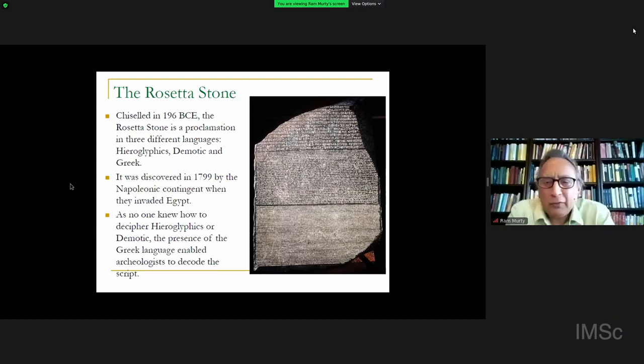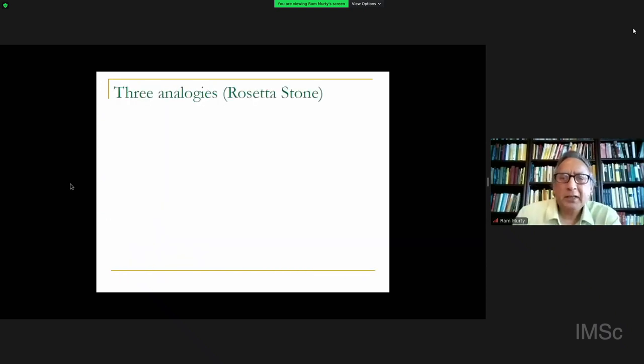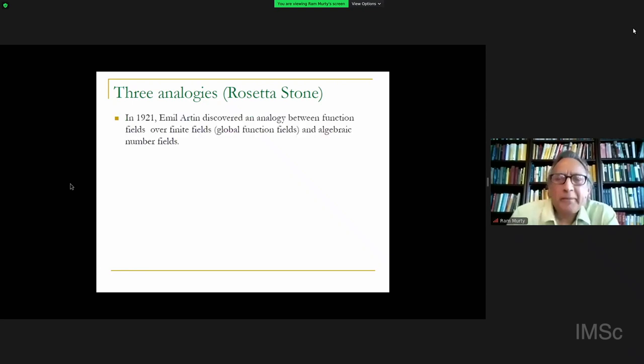As no one knew how to decipher hieroglyphics or Demotic, the presence of the Greek language enabled archaeologists to decode the script. So having knowledge of one script, namely Greek in this case, enabled the decipherment of the other two languages. This is how we know what the hieroglyphics at least symbolize. So why did I mention the Rosetta Stone? Well, the analogy of the Rosetta Stone was invoked by André Weil in discussing certain themes in number theory.